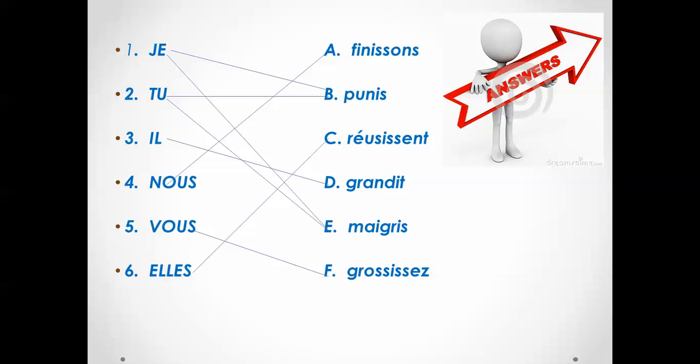And here we go. Now, je can either go with punis or it can go with maigris. I punish or I lose weight. Tu can go with punis or maigris also. The il form is IT, il grandit, he is growing or he grows. Nous finissons, we finish. Vous grossissez, you gain weight or get fat. Elles réussissent, they succeed.